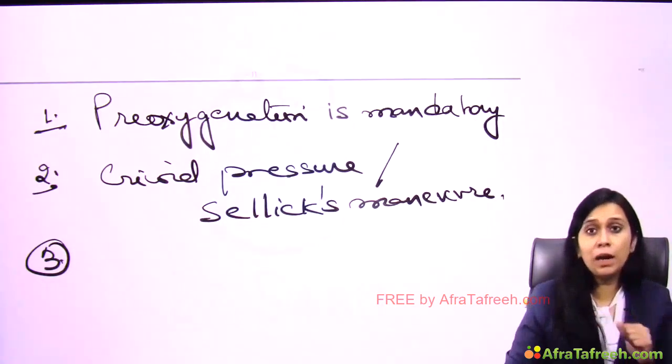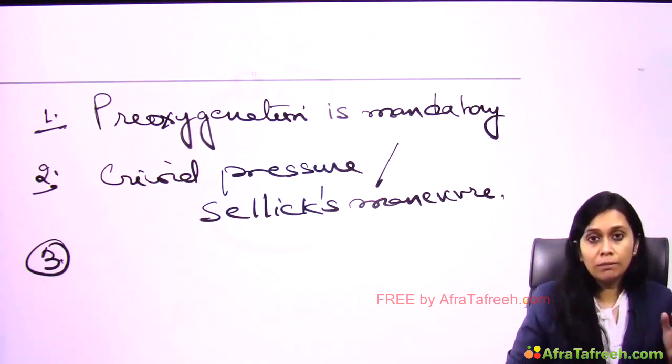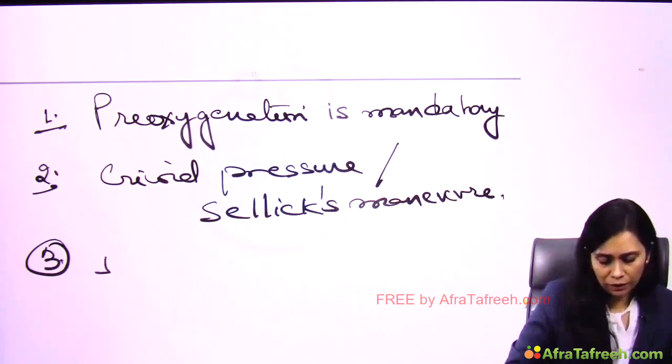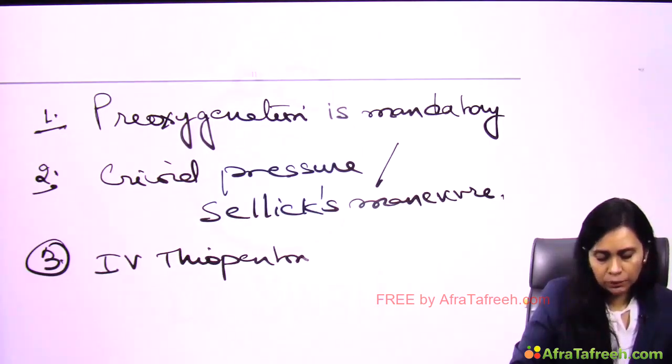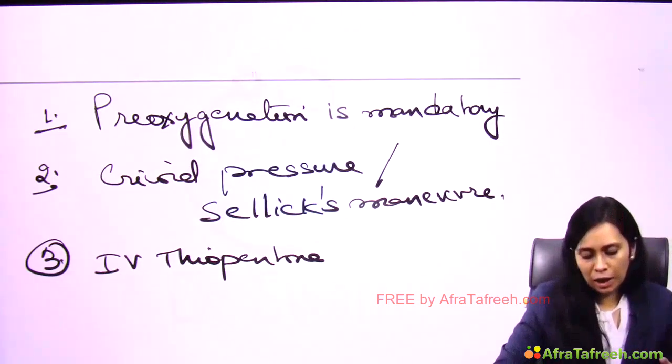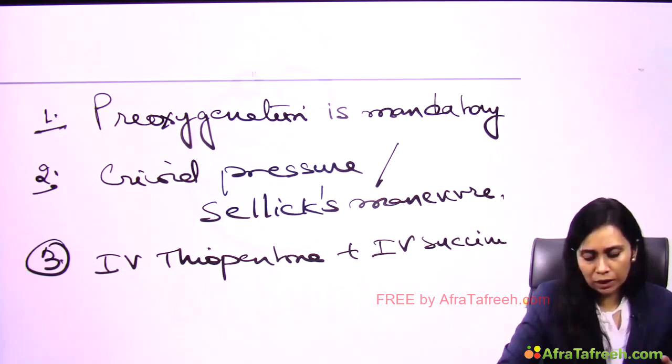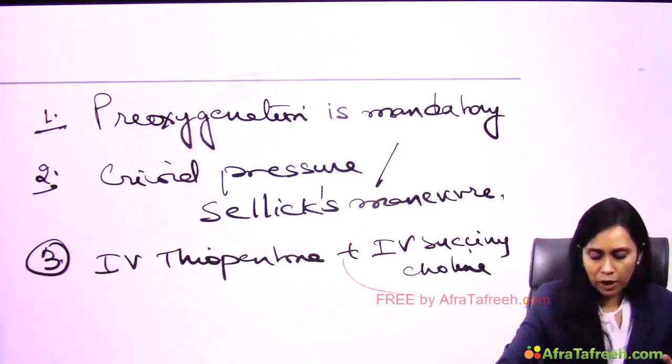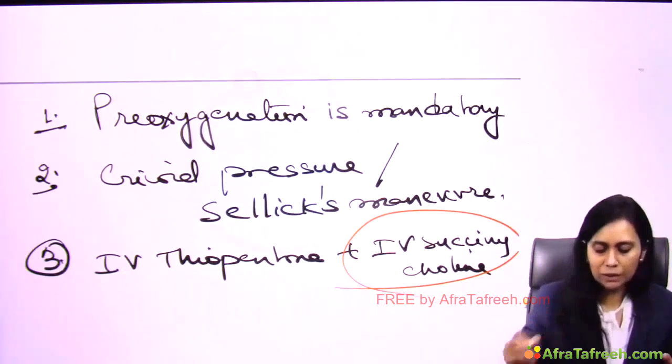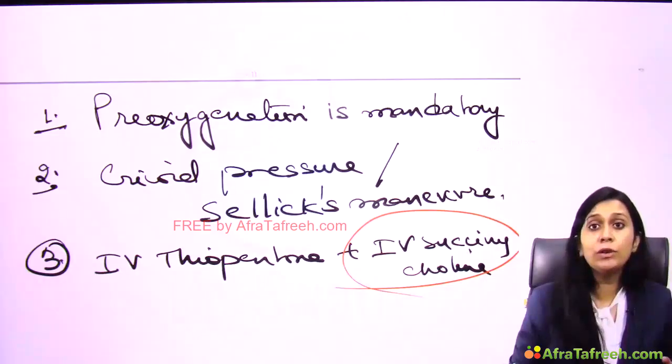After applying cricoid pressure, I make my patient unconscious. I give IV thiopentone. After giving thiopentone, I give IV succinylcholine. Why am I using succinylcholine? Why am I not using any other neuromuscular blocker? Because I am in a hurry to intubate.